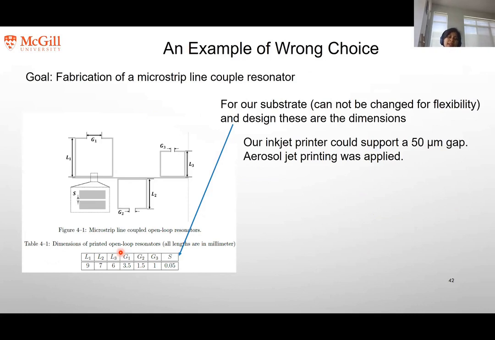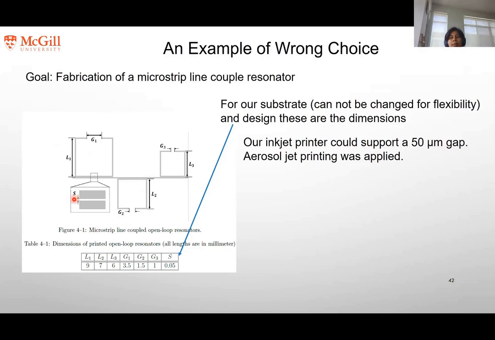I just wanted to give an example where a choice for printing went wrong. We wanted to make a microstrip line coupled to an open loop resonator. So we designed this. We had a substrate, and for the substrate we did some simulation and calculation, and we found that we need a gap of 0.05 millimeter between the resonator and the microstrip line. So this is the S.